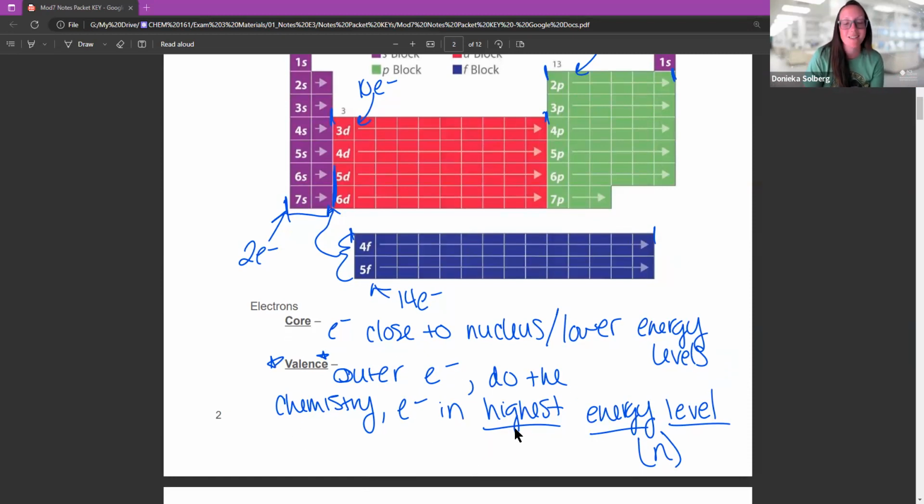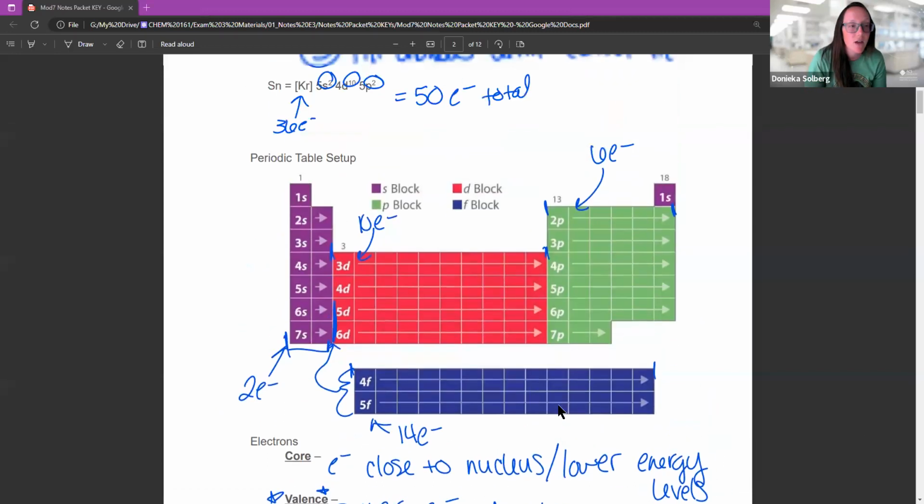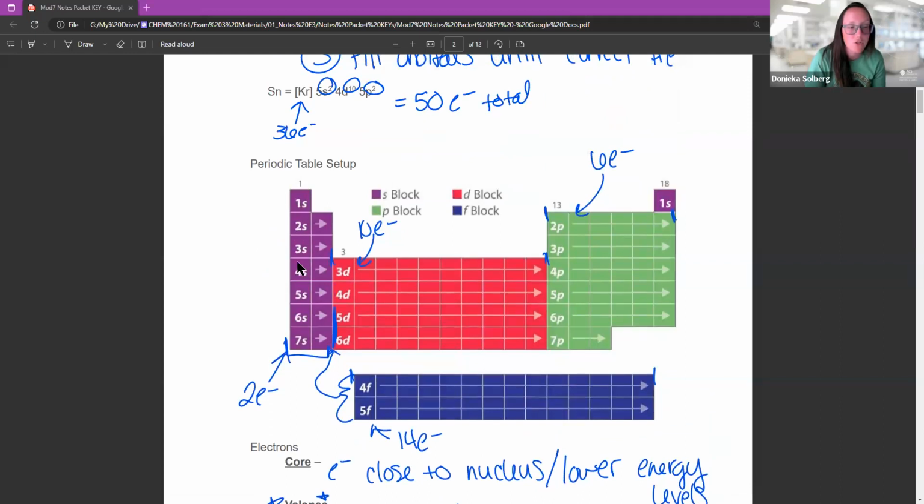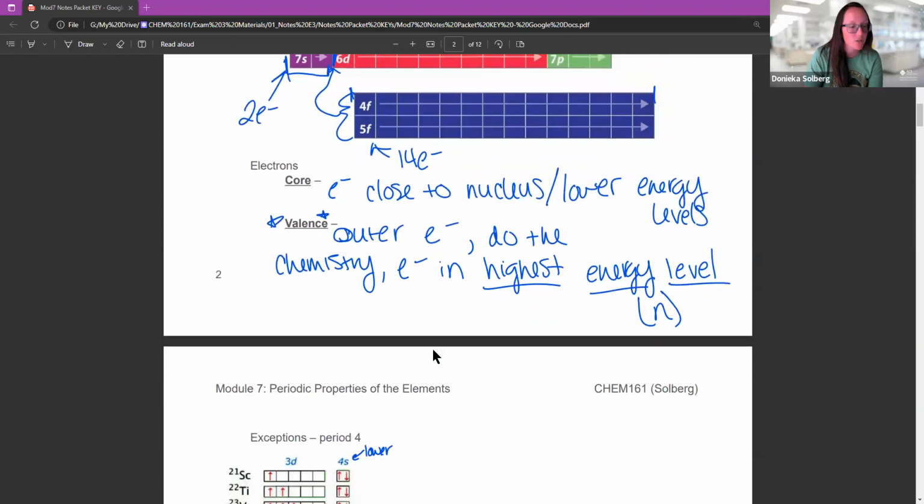They are the electrons in the highest energy level, meaning the electrons with the largest n value, energy level value. So like that first number here, whichever ones are the biggest n value are the ones that are valence electrons. So those are the ones on the outside. Those are the ones that are going to do all your chemistry.